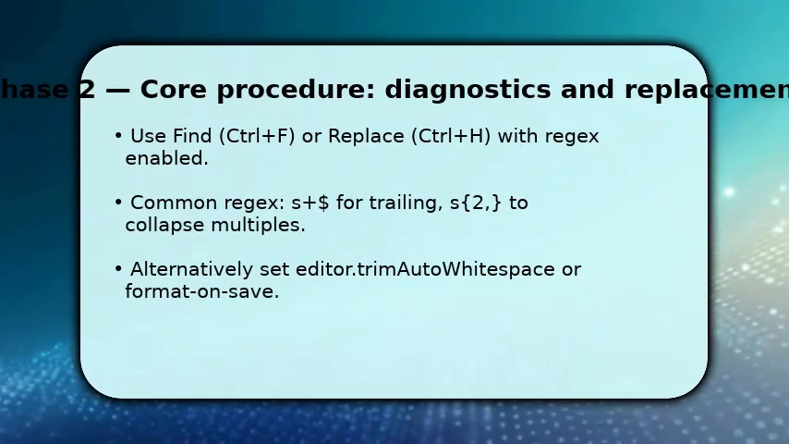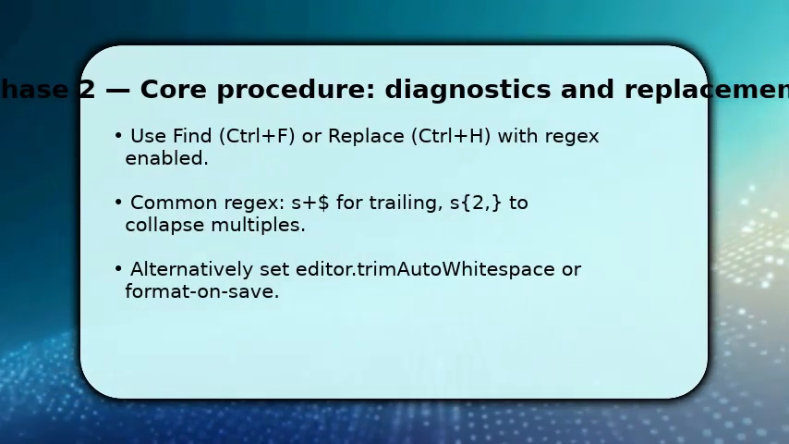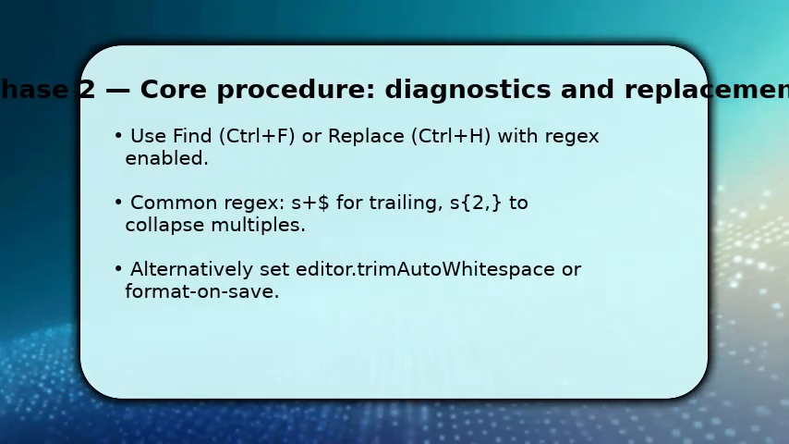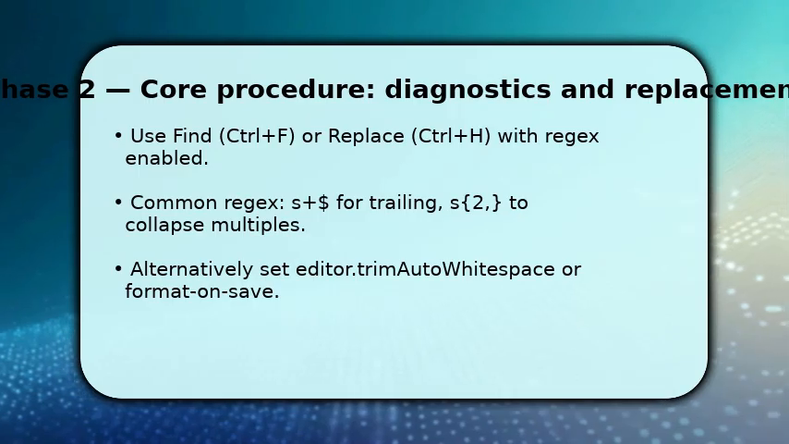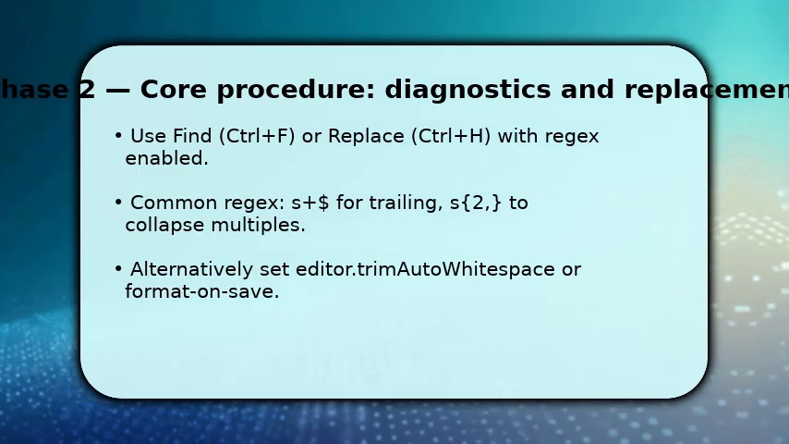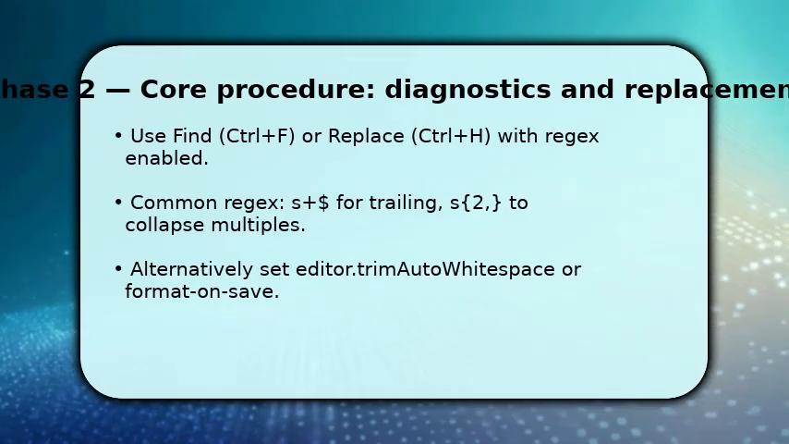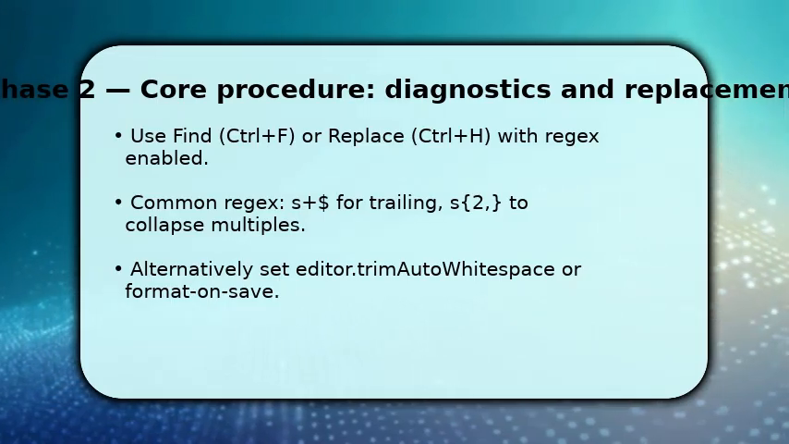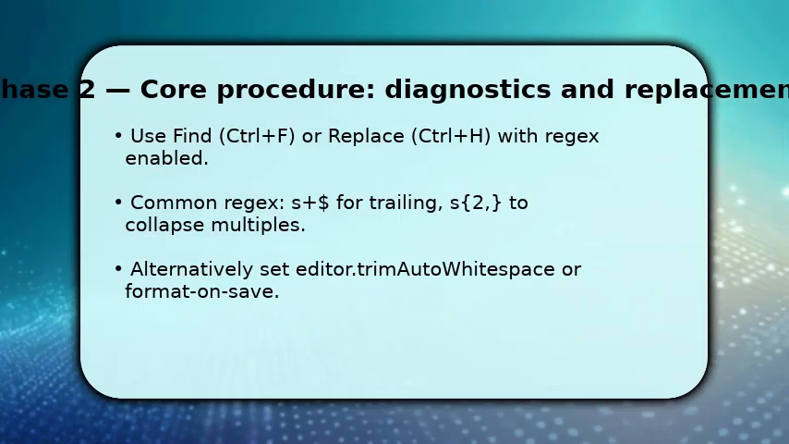Now execute the change. Open Replace with regex enabled. For trailing spaces, search \s+$ and replace with nothing. For collapsing spaces, search \s{2,} and replace with a single space. Once done, run Replace All and review a few hits to confirm.